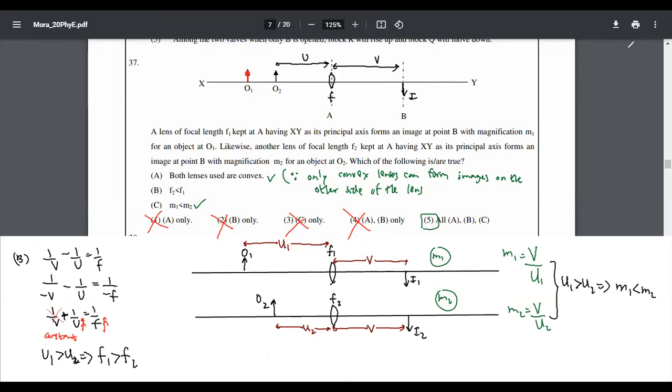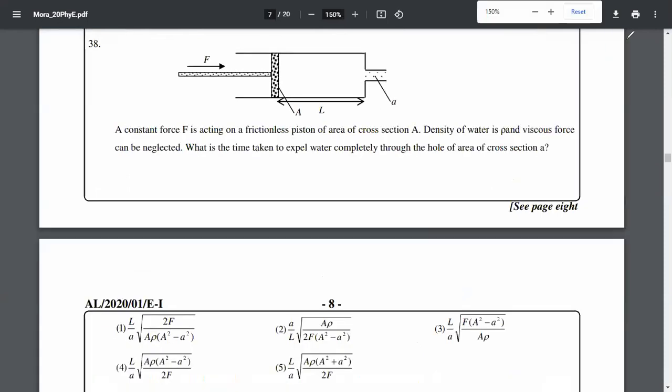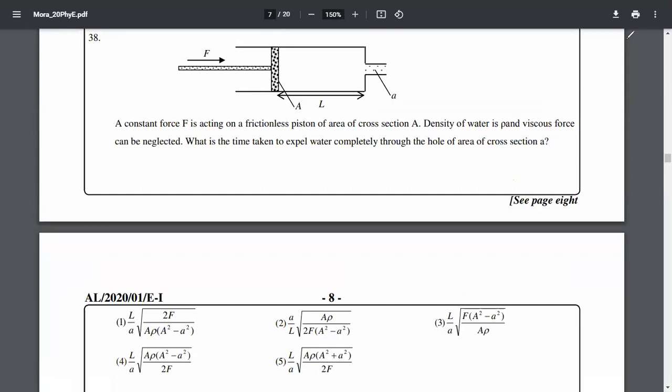37 for you. At 38, how many of you tried this question? Put your hands up. This by far is one of the challenging questions, but you can do it, no? I can see a lot of people have done it, but I'll quickly explain it. It's a good question. A constant force F acting on a frictionless piston of area of cross section A. Density of water is rho, and viscous force can be neglected. If viscous force can be neglected, you can apply Bernoulli's theorem.